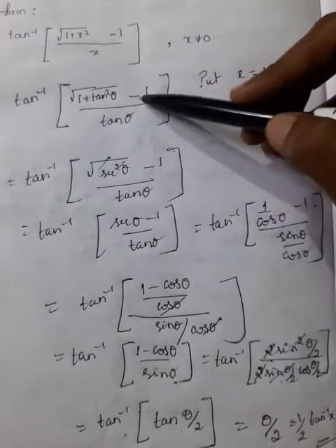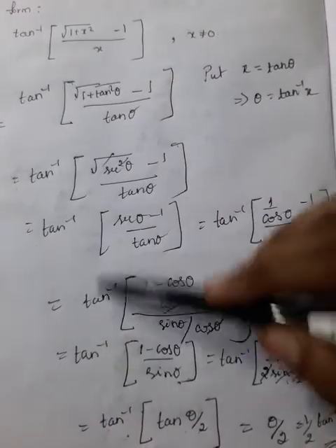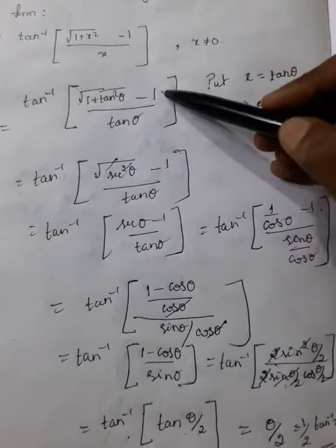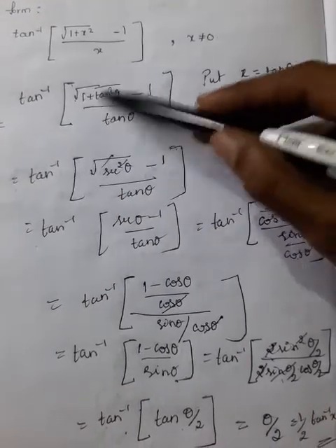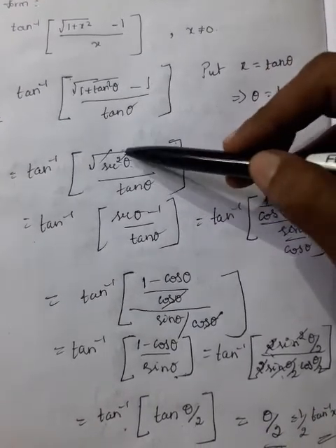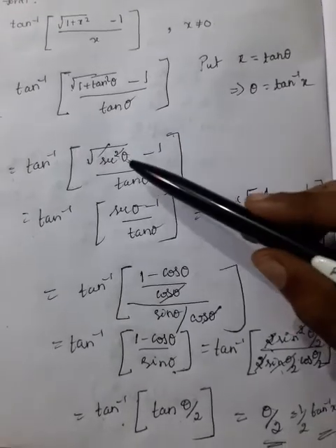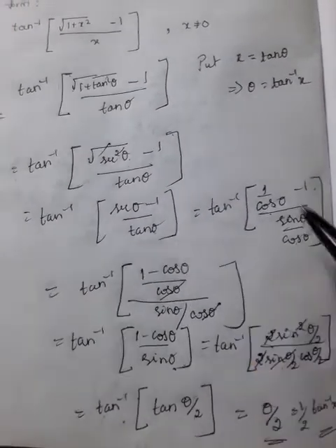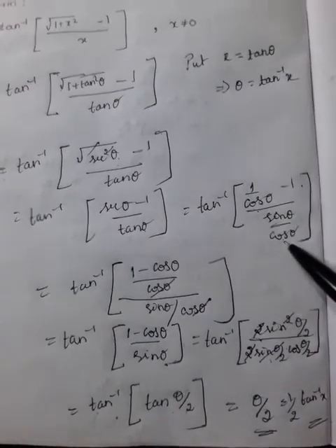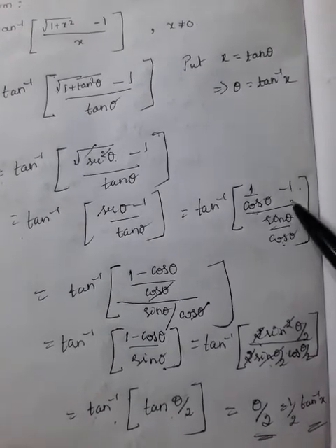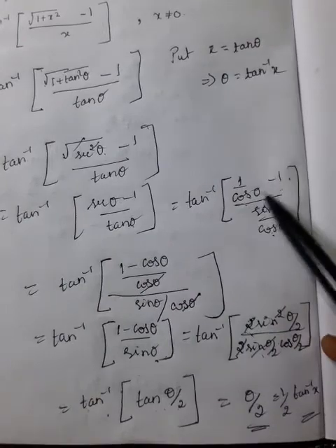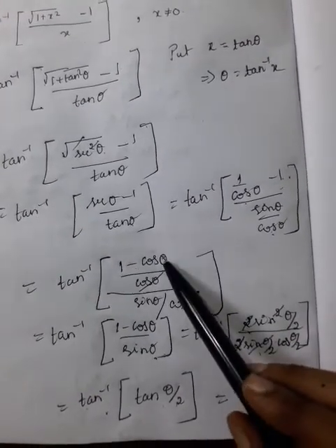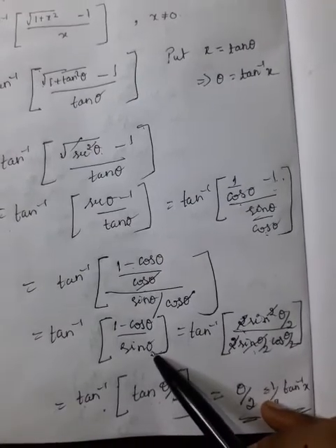1 plus tan square theta minus 1, with tan inverse common in all the steps. That is, 1 plus tan square theta is equal to secant square theta. Square and square root get cancelled. Secant theta can be written as 1 by cos theta and tan theta can be written as sin by cos theta. Here again cos theta is the common denominator, that is 1 minus cos theta, cross multiplication here. Cos theta gets cancelled. 1 minus cos theta divided by sin theta is left.